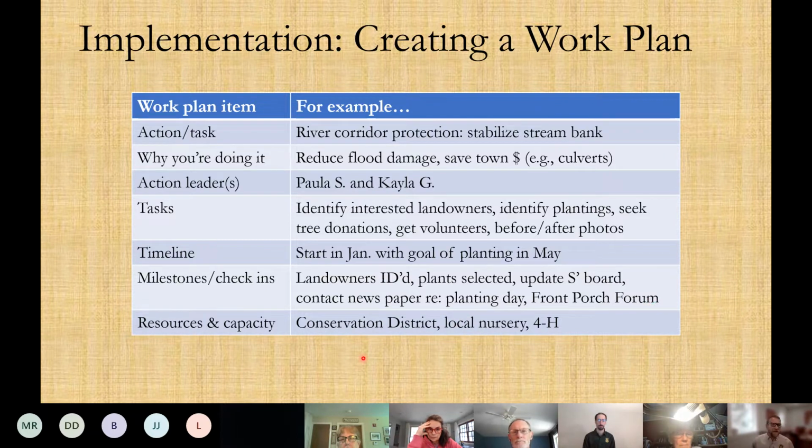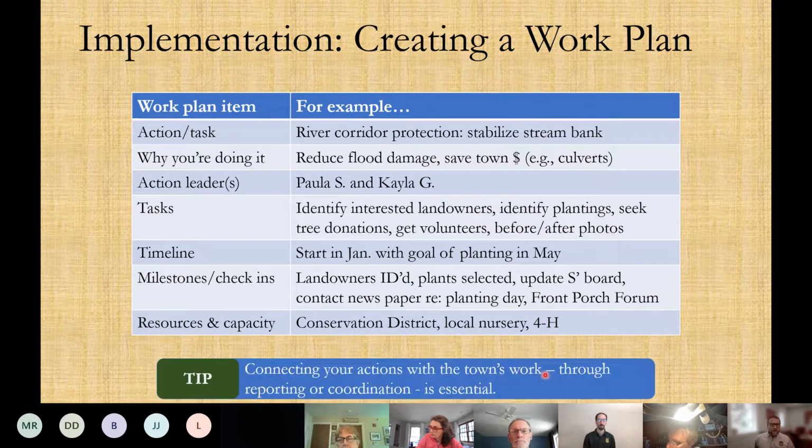Who are the potential partners, or what are resources? Where's their capacity? Well, we've got our conservation district, the NRCD, we've got the local nursery, we've got 4-H, right? So this is a way of taking a big idea, river corridor protection, breaking it up into tasks like stabilize the stream bank, and then further break that into subtasks like identifying interested landowners, okay?